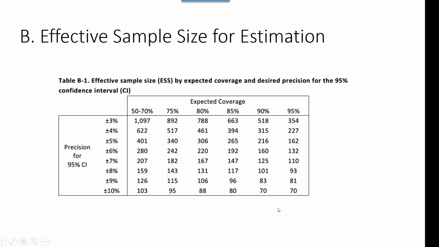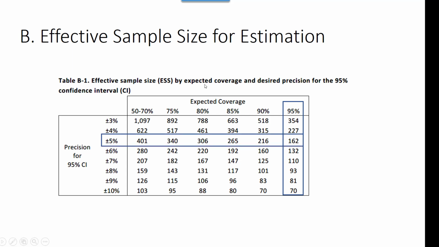Then there's a table in Annex B, it's called Table B1, and we can just look up the effective sample size in this table. So since we know that our expected coverage is 95%, we're going to be working in this column. And then we know that our desired precision is plus or minus 5%. So we're going to be working in this row. The intersection of this column and row is the value 162. So the effective sample size for that survey would be 162 respondents.